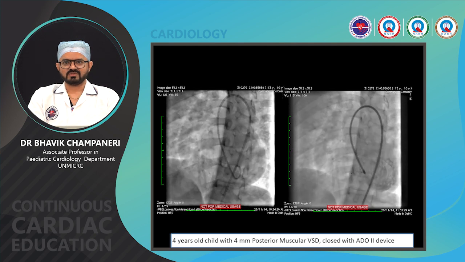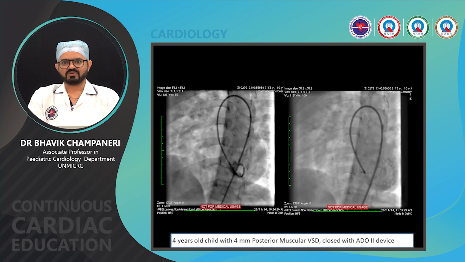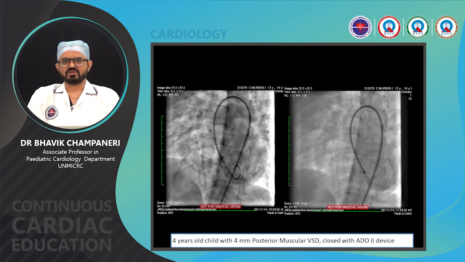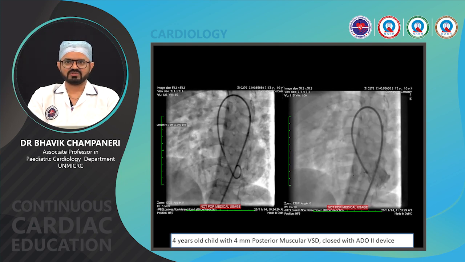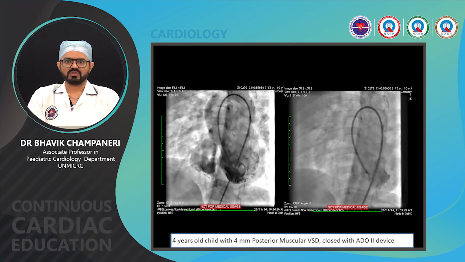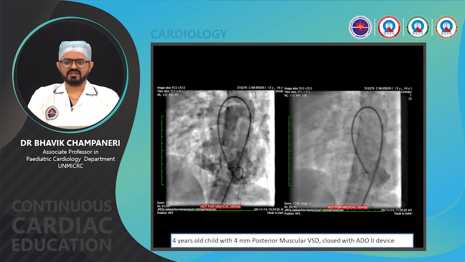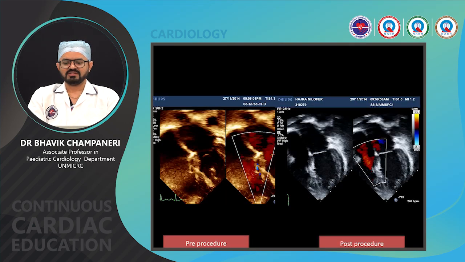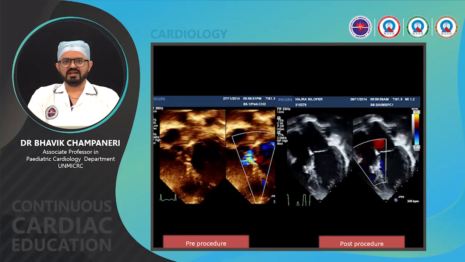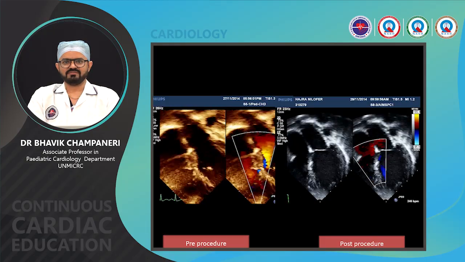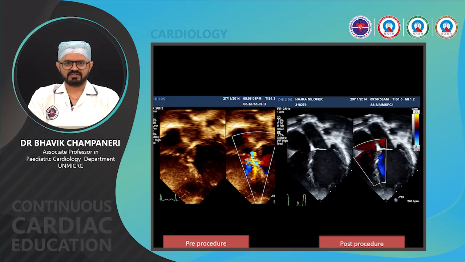This is another example. A 4-year-old child was diagnosed to have a dilated LV and a posterior muscular VSD, and this defect was closed through the arterial side through the guide catheter. A 5 or 6 French guide was used and an ADO2 device was used to occlude the ventricular septal defect, and the angiogram shows a complete occlusion. This is a pre-procedure echocardiography showing a 4 mm posterior muscular VSD, and this is the same patient after occlusion of the defect with the ADO2 device, completely occluding the ventricular septal defect.